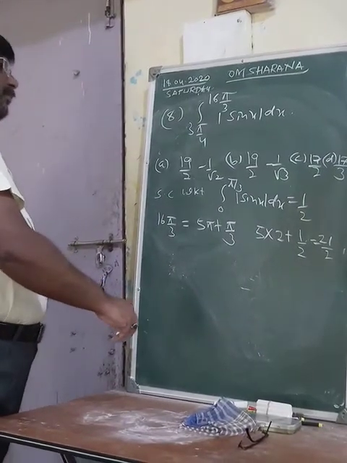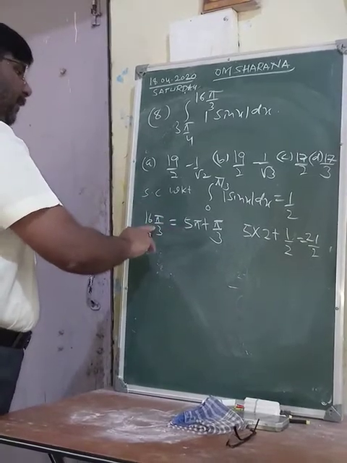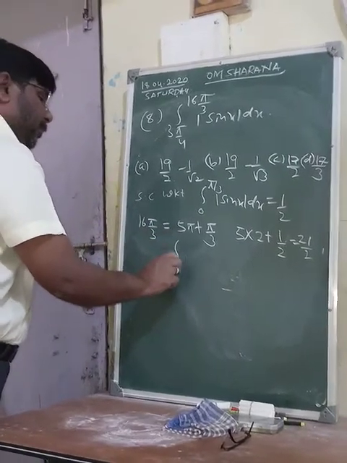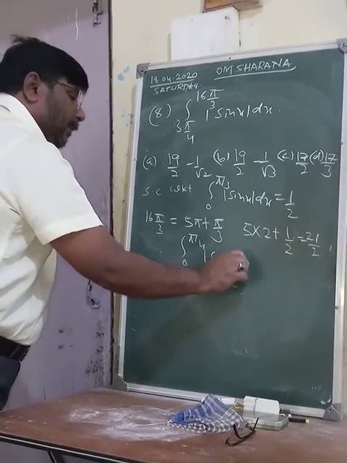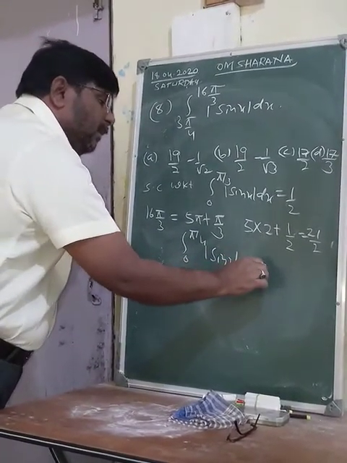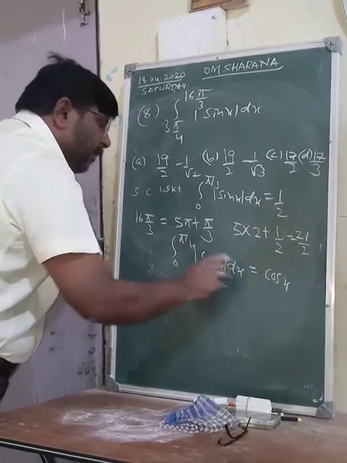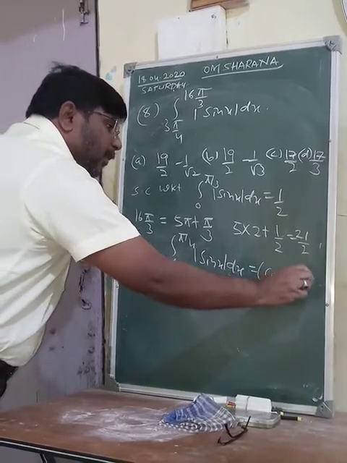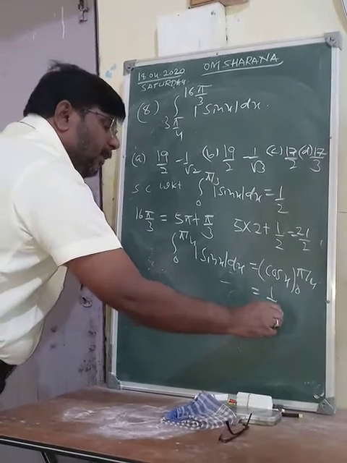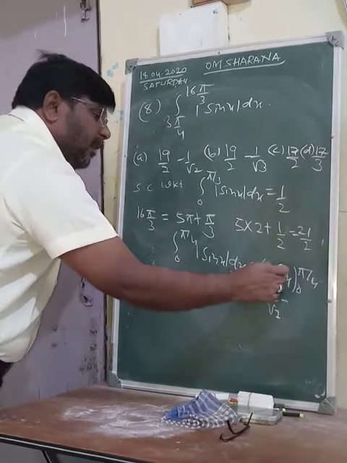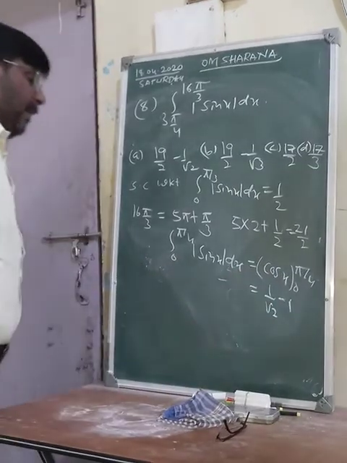Next, we have to find the integration from 0 to pi by 4 of modulus of sin x dx. It is equal to minus cos x from 0 to pi by 4. Its value is 1 by root 2 minus, cos upper limit minus cos lower limit. Cos 0 is 1. So 1 by root 2 minus 1.